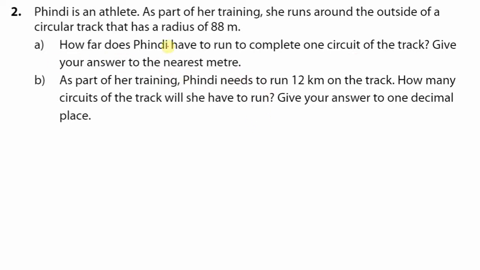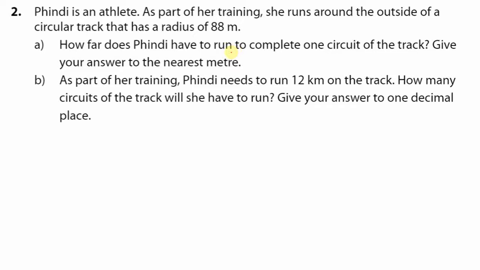Number 2 of activity 16.2. Pindy is an athlete. As part of the training, she runs around the outside of a circular track. If we think outside, we think circumference or perimeter; areas are inside. So outside means perimeter or circumference. The track has a radius of 88 meters. How far does Pindy have to run to complete one circuit of the track? Give your answer to the nearest meter.